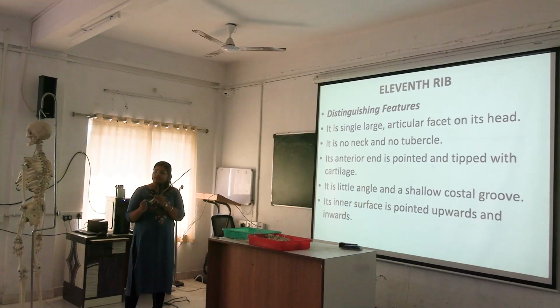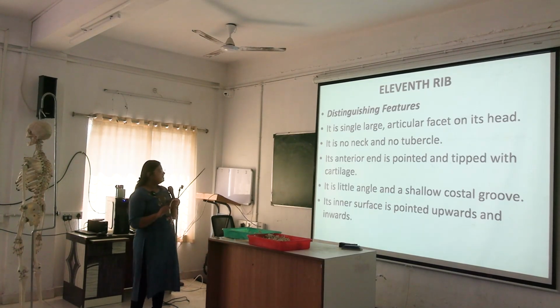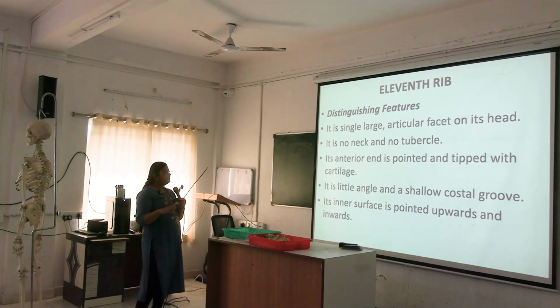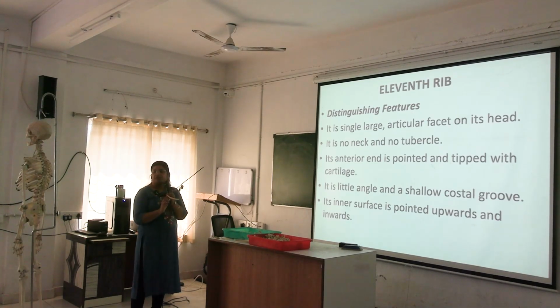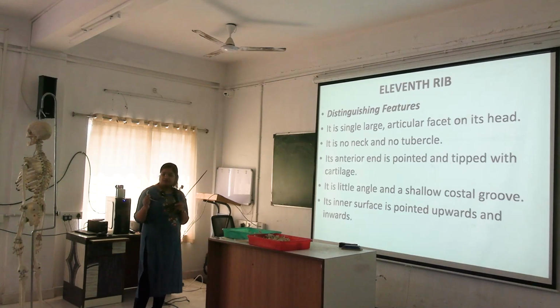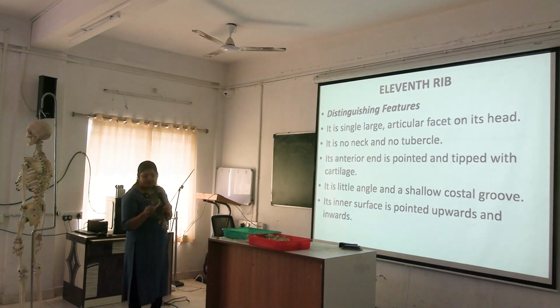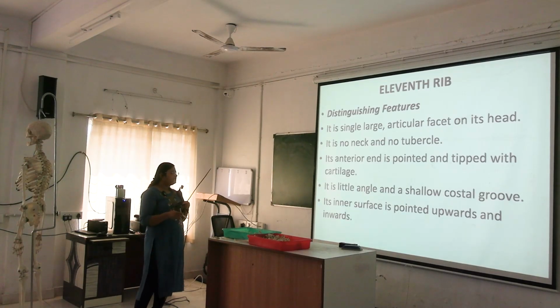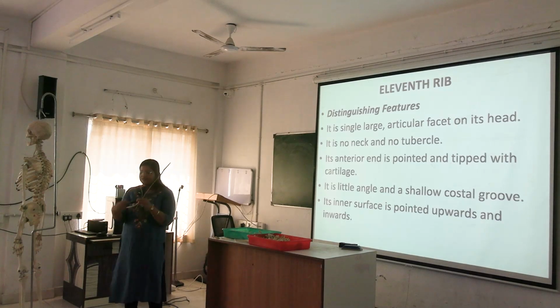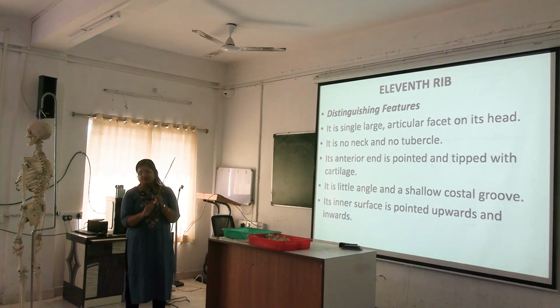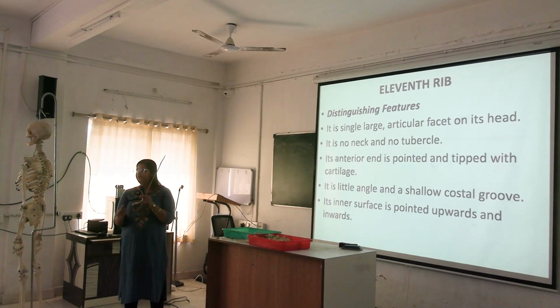There you will not get any groove, whereas other ribs have a groove for costal cartilages. It has a small angle, only a posterior angle, and a shallow costal groove is also present. Its inner surface is pointed upward and inward. So this will be a rib of the left side. Here is the costal groove, which we have to place inferiorly. So it is the 11th rib of the left side.